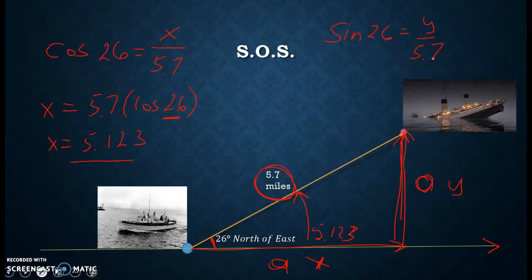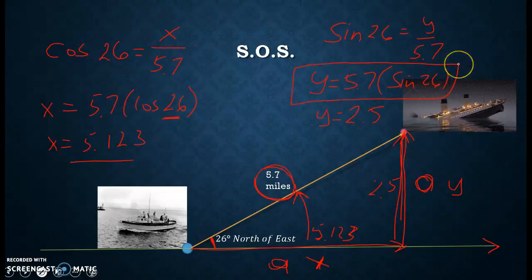And if I multiply both sides by 5.7, I'll have that y is equal to 5.7 times the sine of 26 degrees. And that's about 2.498, which I'm going to round to 2.5 miles. So 2.5 miles is the vertical component. So there's a pattern here. I want you to look at this right here. How do we find the vertical component? We took the magnitude, which is the 5.7, times the sine of the angle.